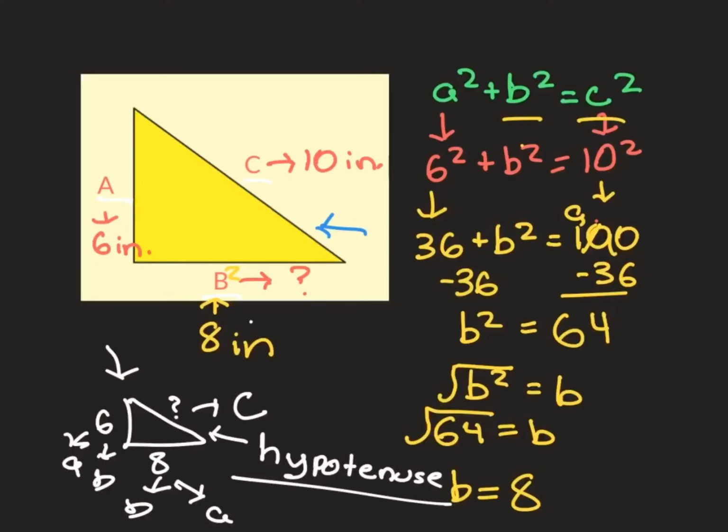So no matter what problem is given to you, you should be able to use the Pythagorean theorem right here to find the missing side length of a triangle. So that's basically the main purpose of the Pythagorean theorem, to find the missing side length of a triangle.